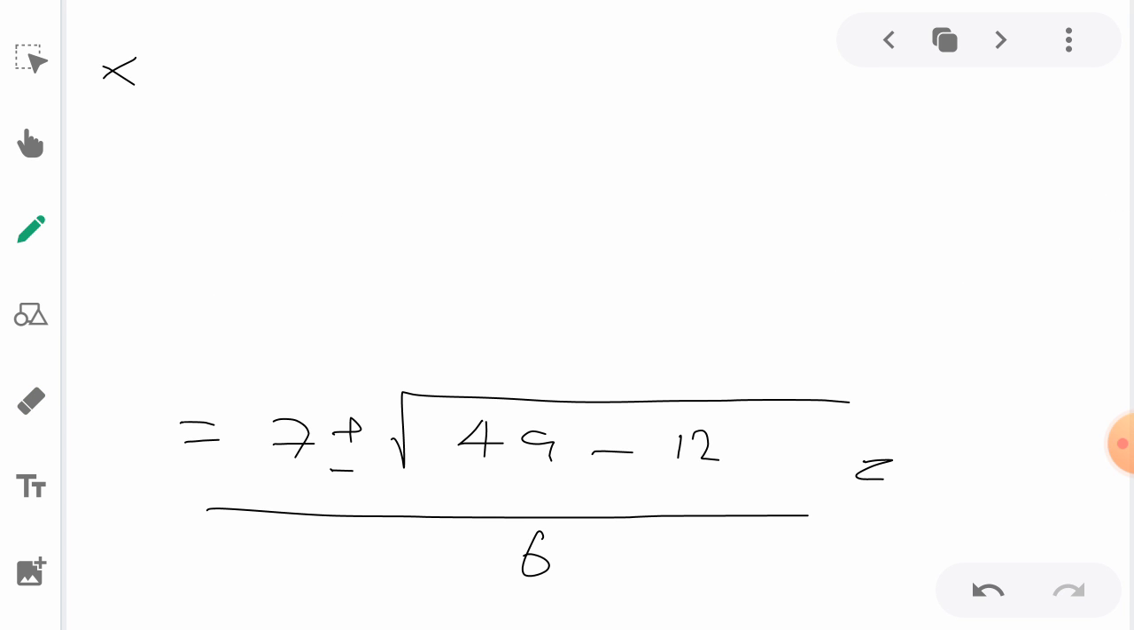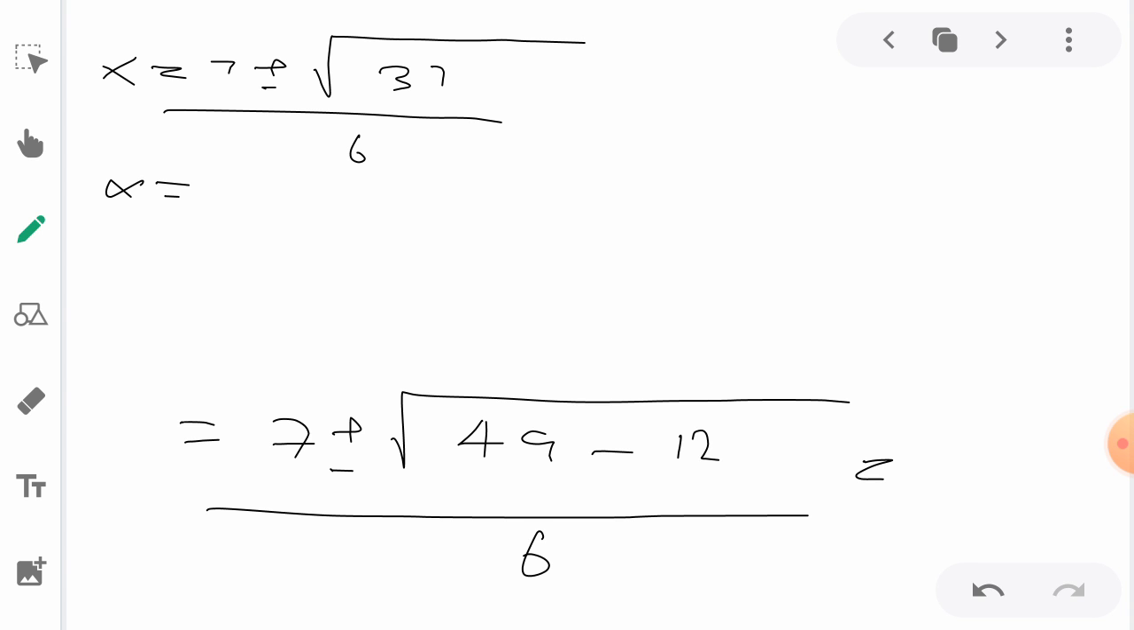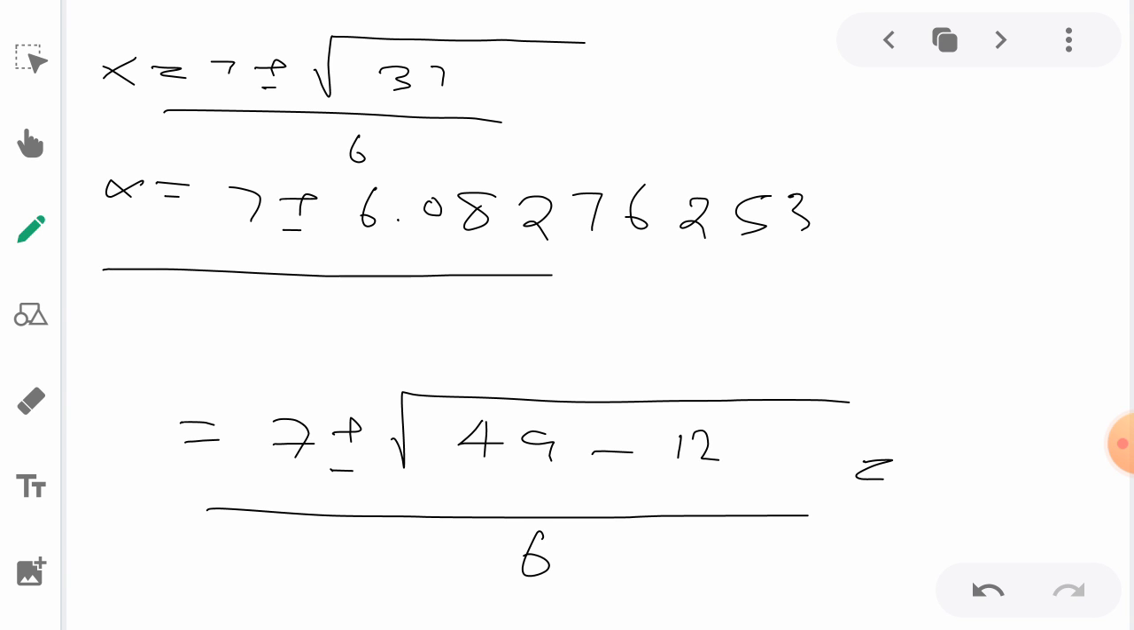So we have x is equal to 7 plus or minus the square root of 49 minus 12, which gives 37, over 6. You need to find the square root of 37 first. You write it all. Here I'm having 6.08276253 divided by 6. So I can cancel this part.